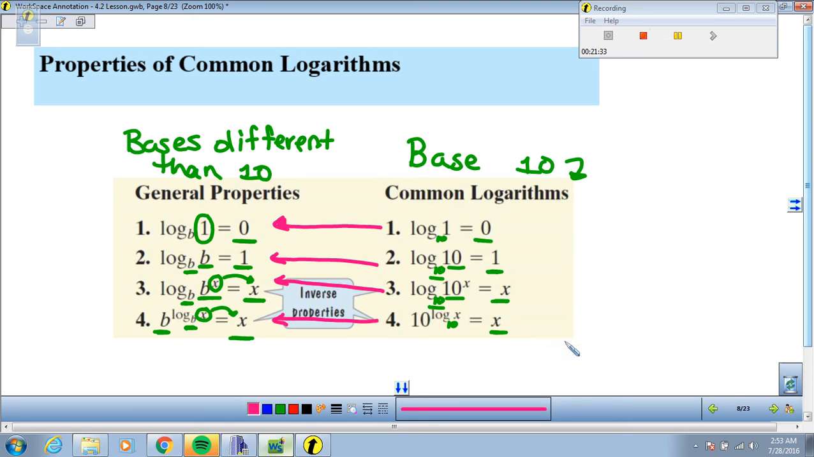So the same properties hold for logarithms whose bases are 10, as well as for logarithms whose bases are not 10. Now, can the calculator give you these answers? Probably yes, but I'm going to hold off on the use of the calculator. So let's apply. I'm pretty sure the next problems are going to be applying these properties of common logarithms.